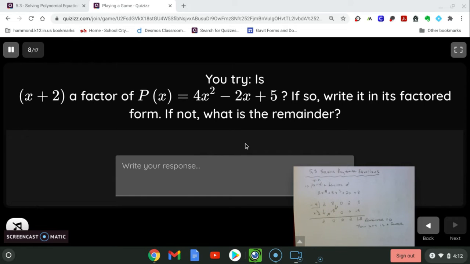So you could go ahead and try one on your own. You can pause the video here and use the same process. So is x plus 2 a factor of this polynomial?